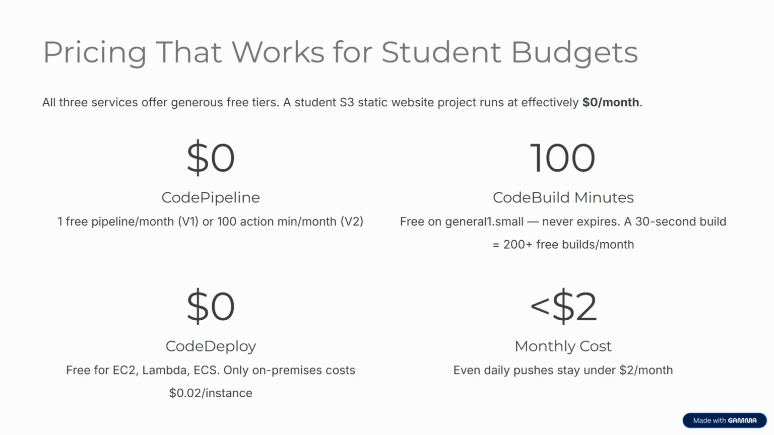One major advantage of AWS CI/CD for students is cost. Based on this review, Code Pipeline can be free at low usage levels. Code Build includes 100 free build minutes on the small compute tier, and Code Deploy is free for EC2, Lambda, and ECS deployments. That means a basic student project, especially something like an S3 static page, can run at basically $0 per month. Even with regular use, the monthly cost can stay under $2.